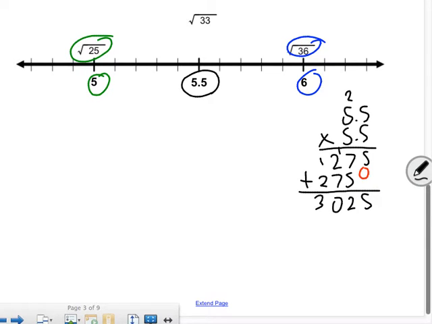Where's my decimal going to sit? Between the 0 and the 2. So I can say that this is equivalent to the square root of 30 and 25/100ths.